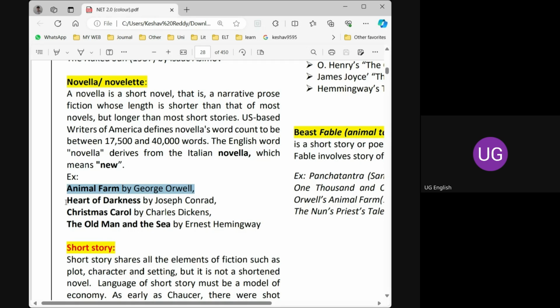And Heart of Darkness by Joseph Conrad is also a very important novella. A Christmas Carol, and another very important novella, The Old Man and the Sea by Ernest Hemingway. So one should read all these four summaries, very important for examination.